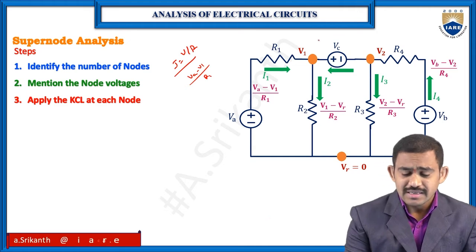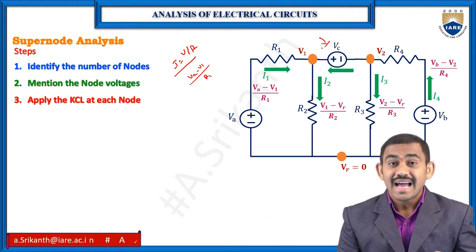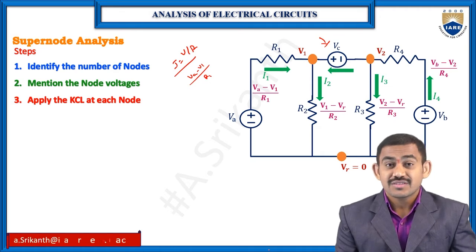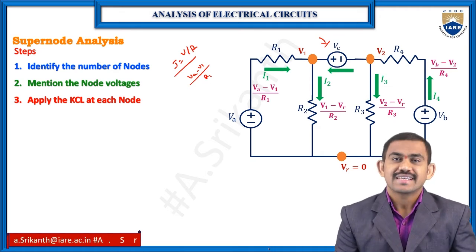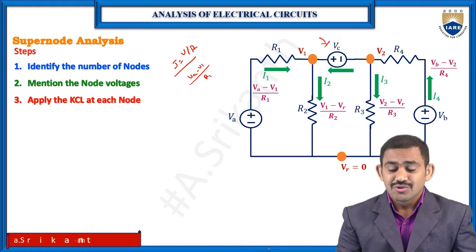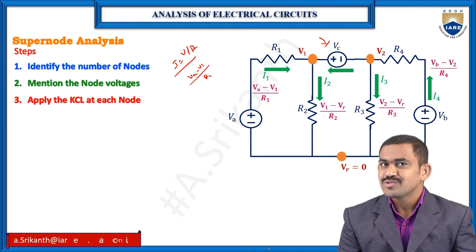Then what about the current here? We have the ideal voltage source there, so we can't write the current value. For this, you need to use the supernode technique. So what does supernode mean? You need to combine the 2 nodes V1 as well as V2 and remove the voltage source.